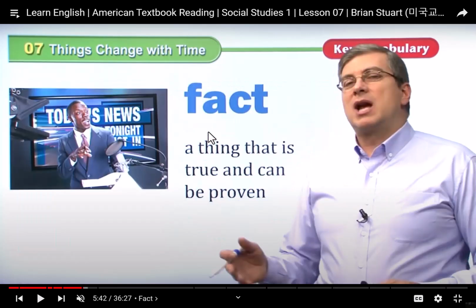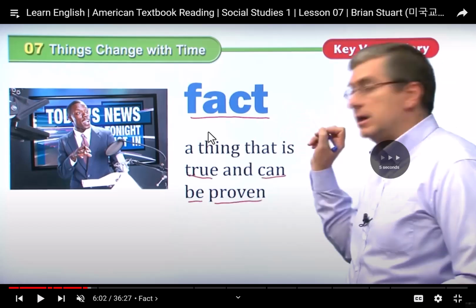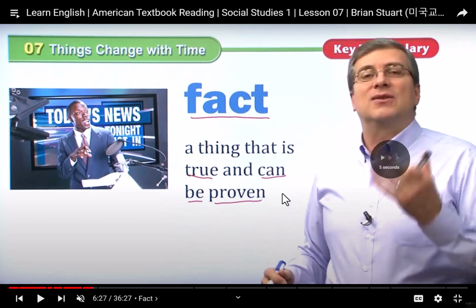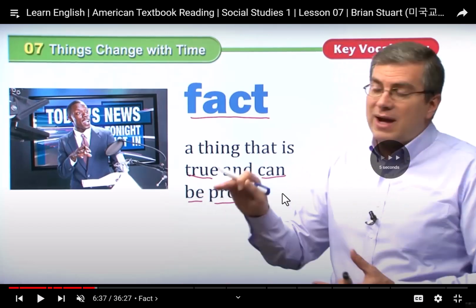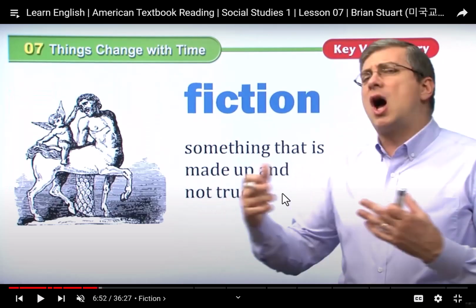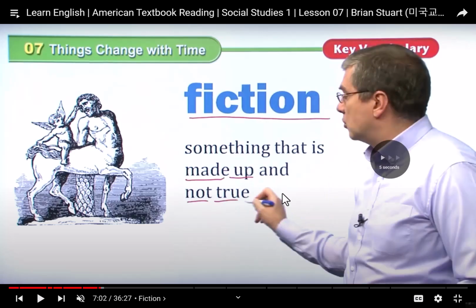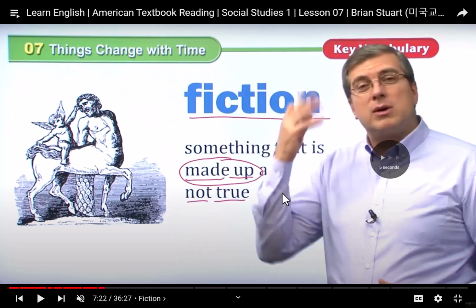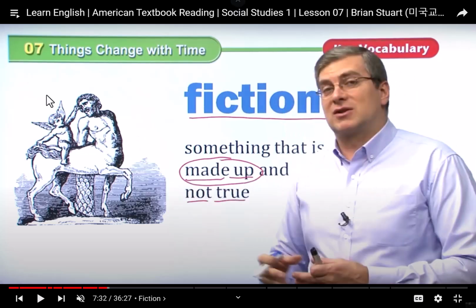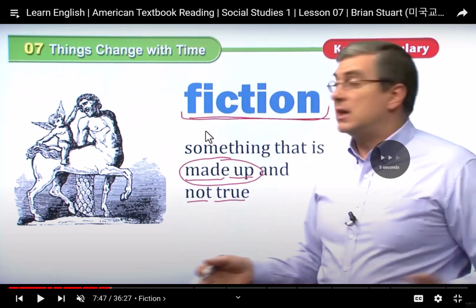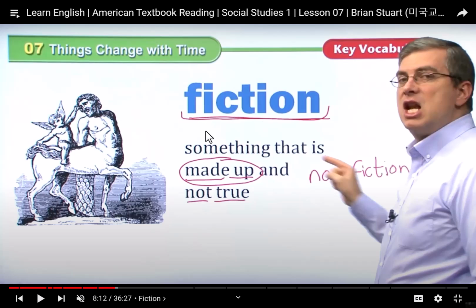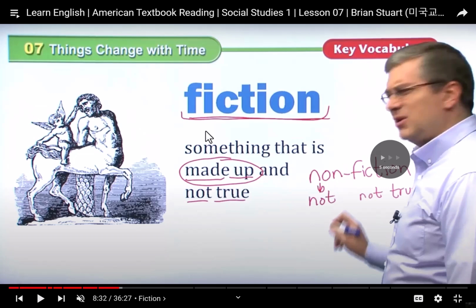Fact. Fact means a thing that is true and can be proven. Like today's news, tonight it has the feast or something. Fiction. Fiction is something that is made up and not true. Like this horse person and this baby fairy. It's not true, it's made up. It's called fiction. And when it is real, it's non-fiction.